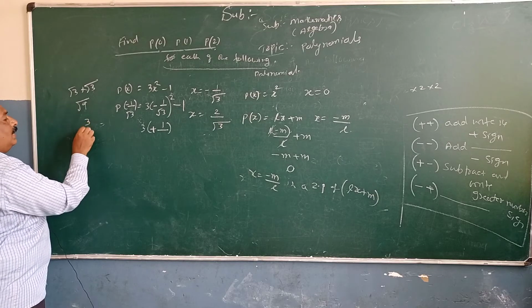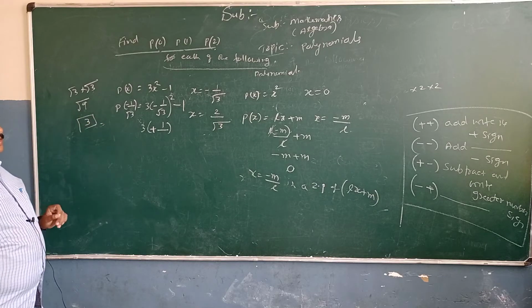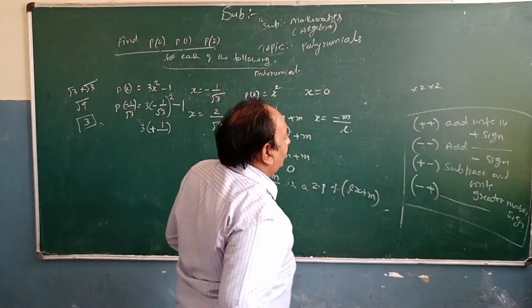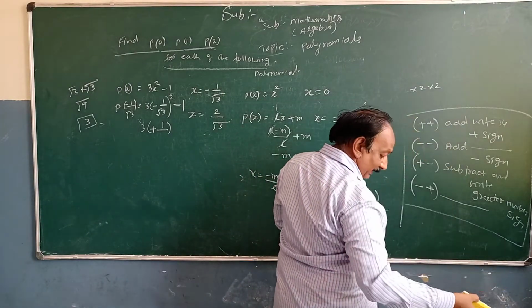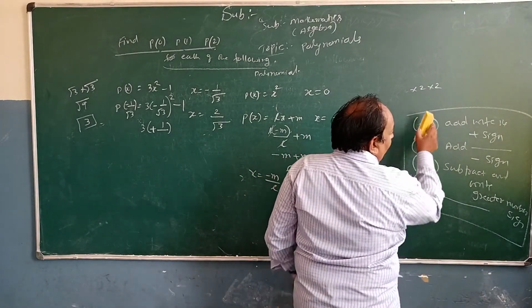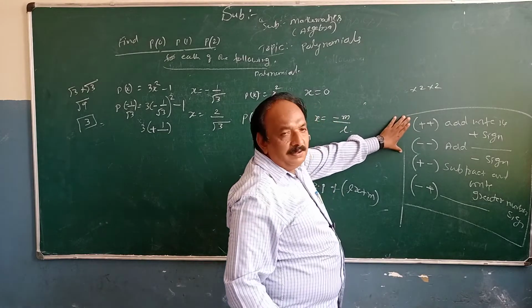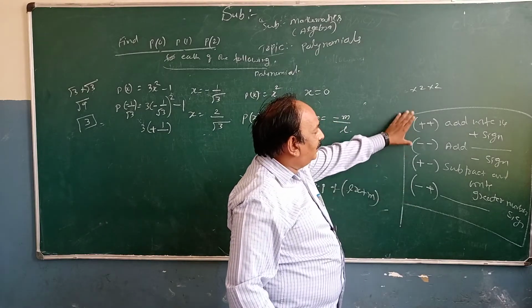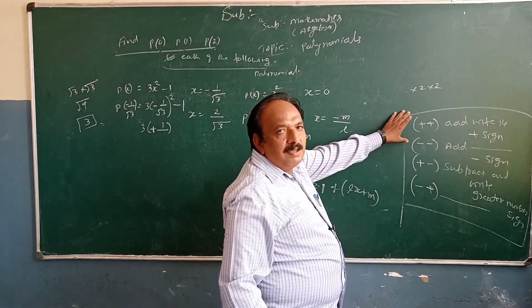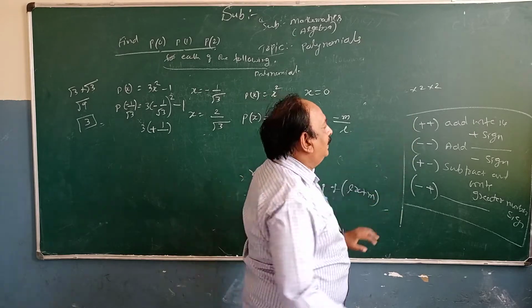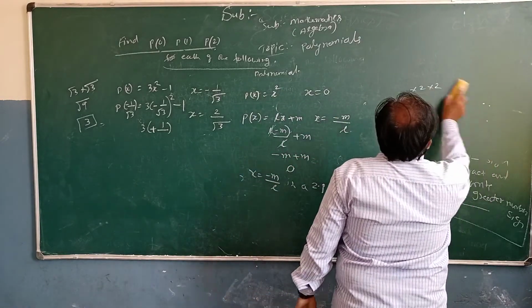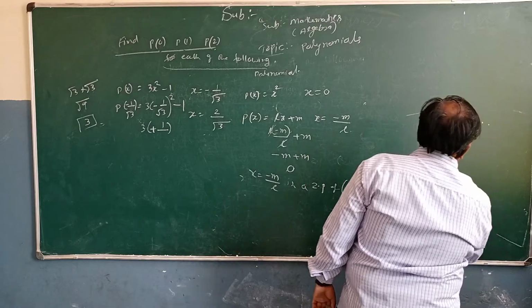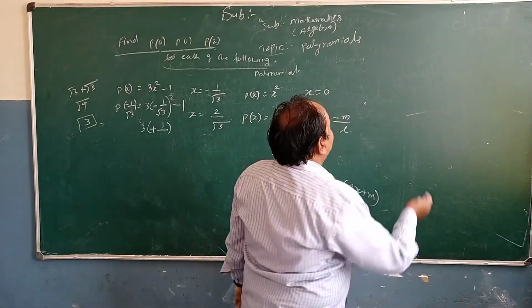What is the value of root 9? 3. You have to learn by heart 20 squares. Please write this in your reading room. Write this, very important, because you are going to learn mathematics by following this rule always. Next, write 20 squares. I will write 20 squares, please.